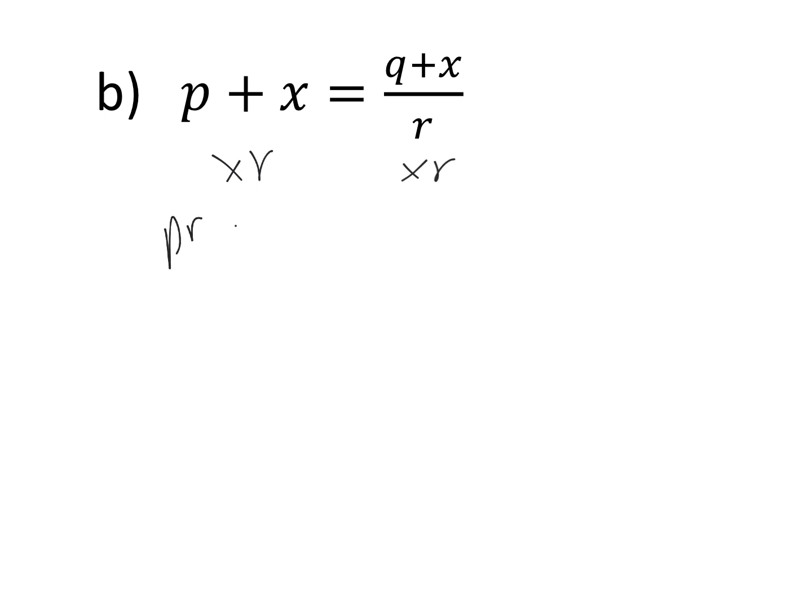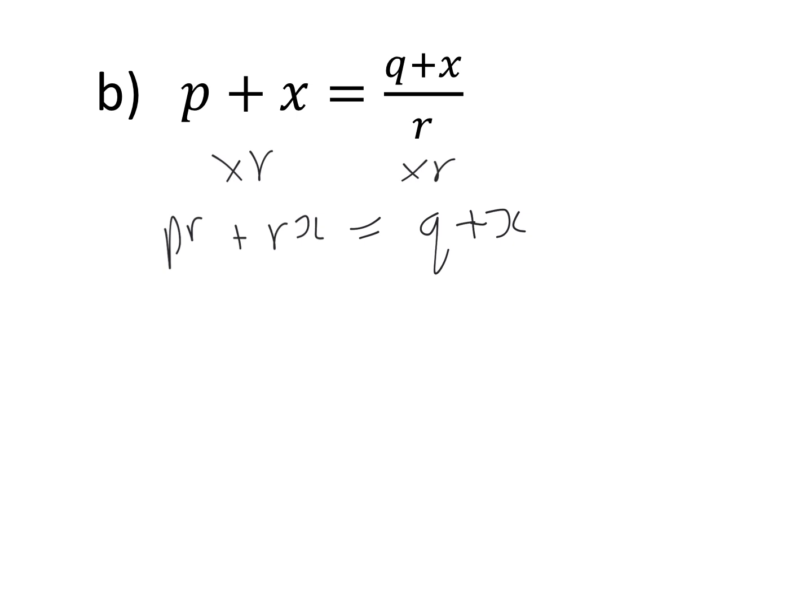P times r is PR, x times r is xr, or rx might be better moving forward. I suppose you could have thought of that as a bracket times by r, so we've expanded the bracket out there. And the right hand side, if it's divided by r and you times by r, you get rid of that fraction.